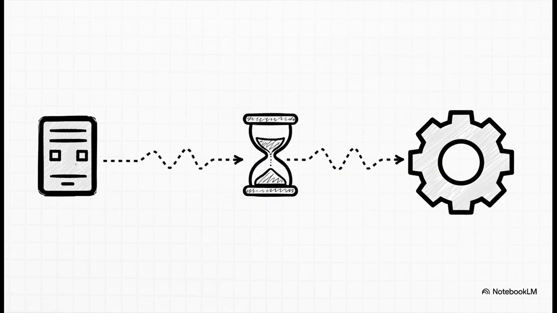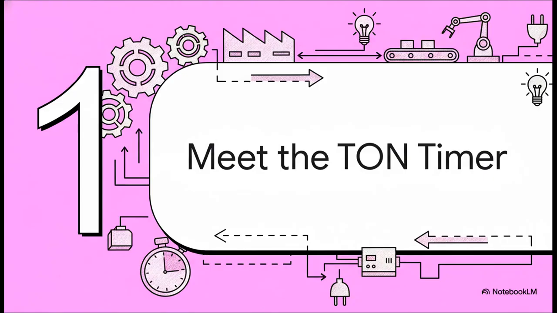And the answer? Well, it's actually really clever. It's all about building in a little bit of patience. You're creating a programmed pause, a little delay right between the go command and the actual action. It sounds simple, but this little step is the secret sauce to making sure everything happens exactly when it's supposed to. And the tool that gives us this superpower is the star of our show today, the timer on delay, the TON timer. Honestly, this thing is the absolute workhorse of industrial control.